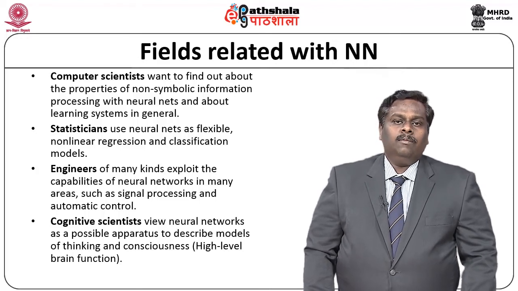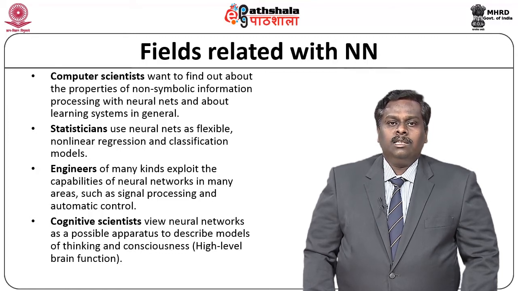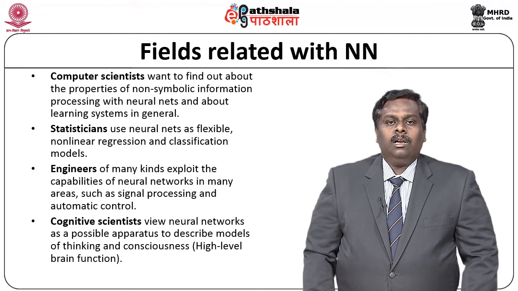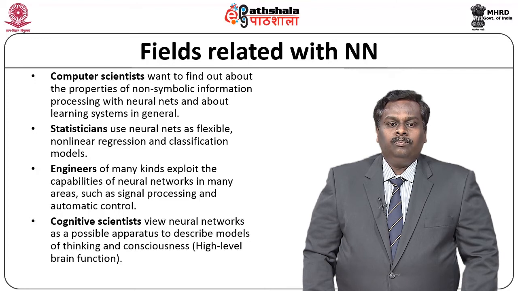So, computer scientists widely make use of neural networks for creating various learning models. Secondly, in the field of statistics, many statistical researchers make use of neural networks as flexible, non-linear, regressive and classification models, because as part of statistics there may be a lot of surveys conducted. We may be in a position to identify what are the parameters in those surveys that are related or correlated with each other. Therefore, a regression model may be defined and accordingly data may be understood.